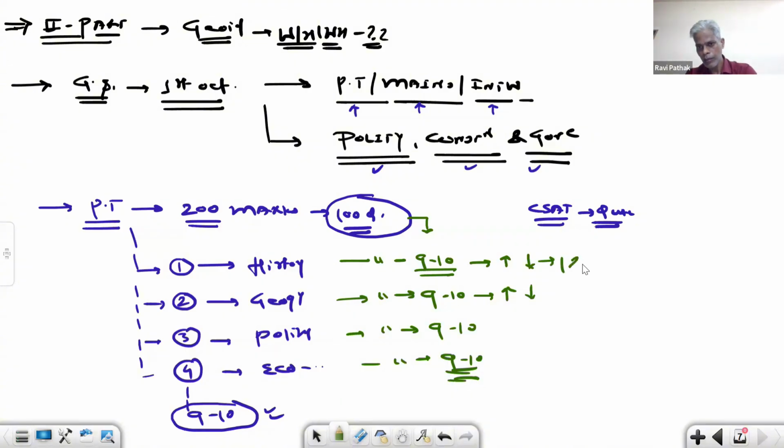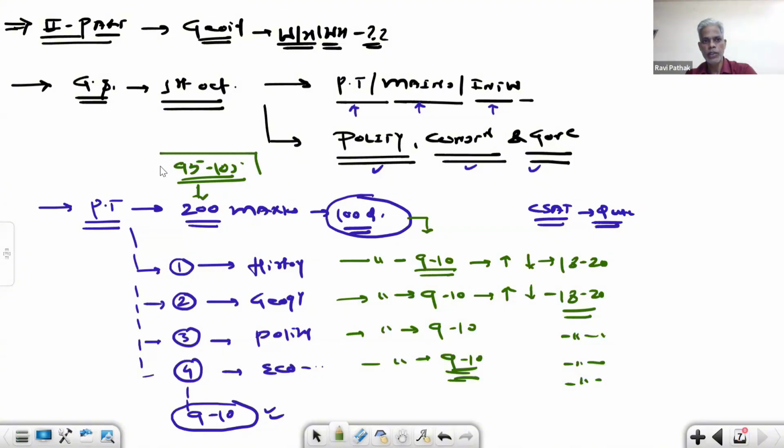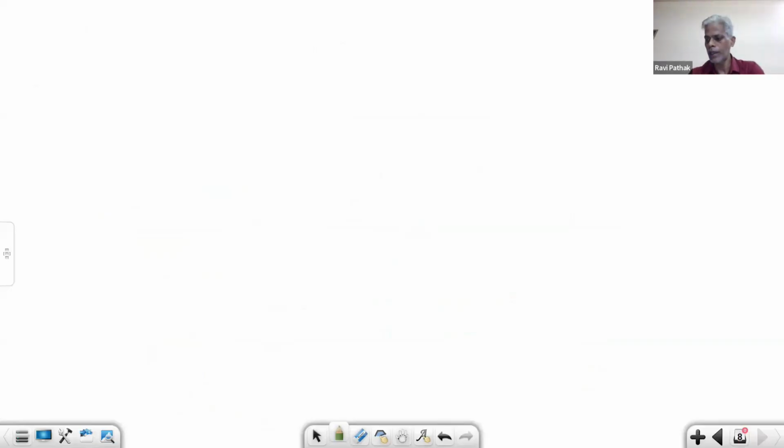So the ideal division would be 9 to 10 questions. That means roughly 18 to 20 marks worth of questions would be there in each segment, right? And please remember, to qualify the prelims, we need around 95 to 105 marks as far as the prelims cutoff is concerned. So when we talk about polity, even the polity part would contribute roughly 9 to 10 questions. That means marks worth 18 to 20 on a lower side.